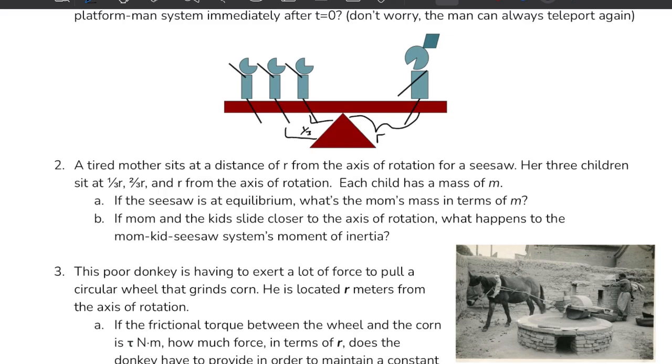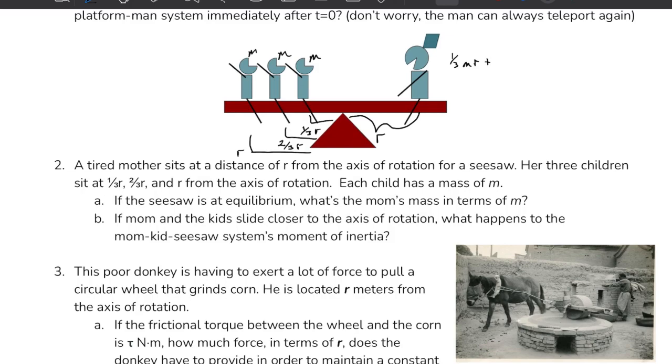So on the left side, when we're looking at the torques, we would have 1/3 R times M. I'll call it MR. It's my preference. You can rearrange variables when they're being multiplied. So 1/3 MR plus 2/3 MR plus MR. That's on the left side. If this system's at equilibrium, that means balanced torques, constant velocity, no acceleration, all the good stuff.